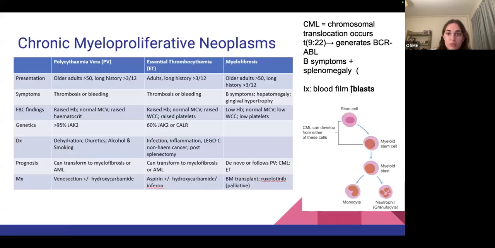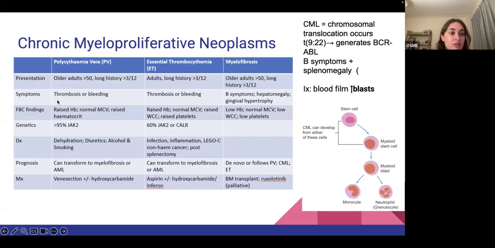In terms of myeloproliferative neoplasms, the ones that you need to know are polycythemia vera. This is essentially the opposite of anemia. You have too many red blood cells, and because of this overproduction of erythrocytes, your blood is more sticky and more susceptible to clotting.